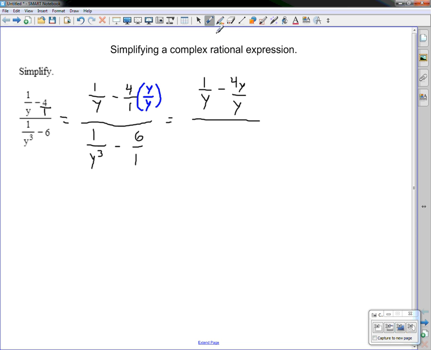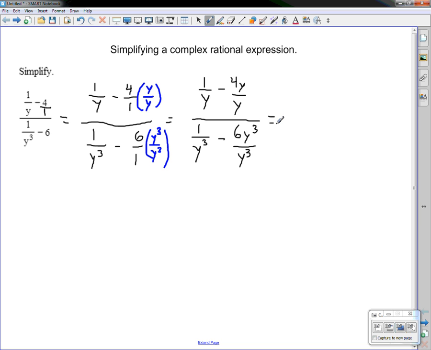On the bottom, I notice that the least common denominator between y cubed and 1 is y cubed. So I multiply the top and bottom by y cubed. And that gives me 1 over y cubed minus 6y cubed over y cubed. So notice I'm just treating the numerator as its own problem and the denominator as its own problem.